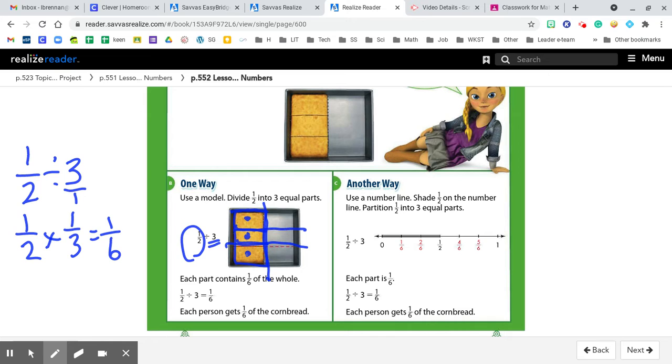Another way you can do it is using a number line and shade in a half on the number line and partition the half into 3 equal pieces. So this represents the whole cornbread. Half of it's gone, so we're only addressing half the cornbread. We're dividing half of the cornbread into 3 equal pieces, and each piece is representing 1/6, because you have to remember, we're going all the way over the whole here.